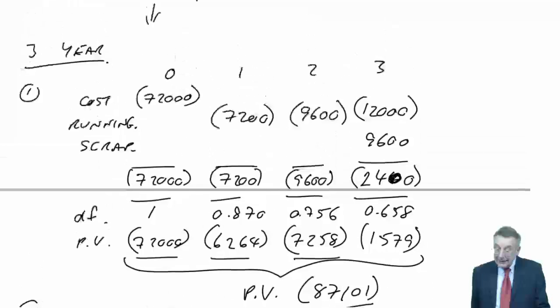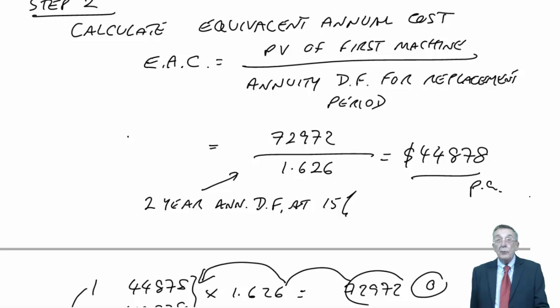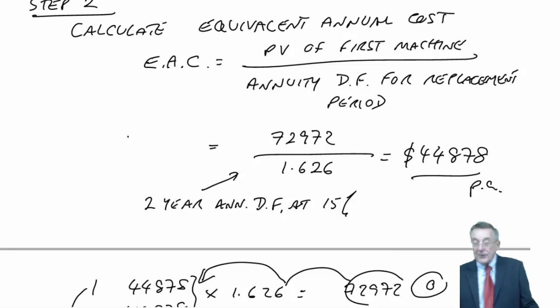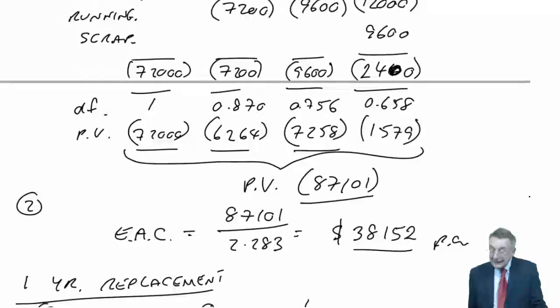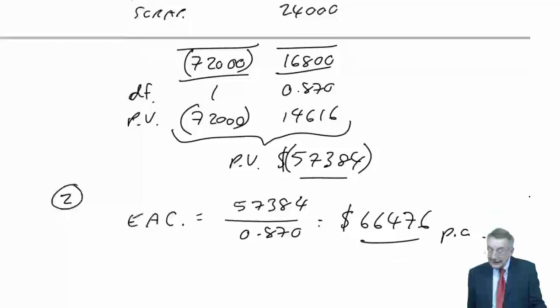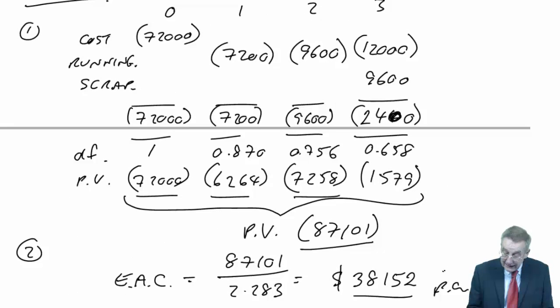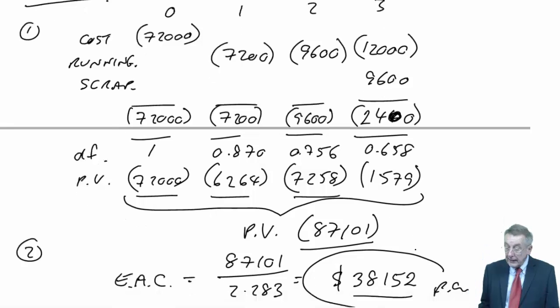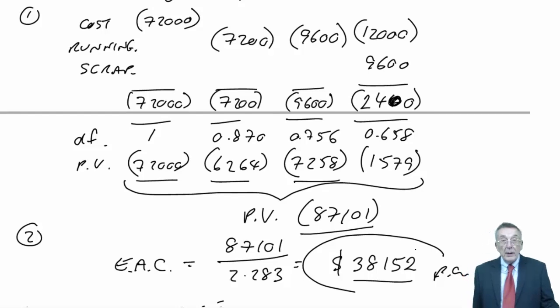66, 38, 44. Remember, these are costs, and as costs, the cheaper the better. So which is the lower of the three? It's 2-year replacement. No, sorry, it's 3-year replacement. There we are. There's the lowest of the three. So it could have been any one of those three choices. In this particular case, we'll replace it every 3 years.